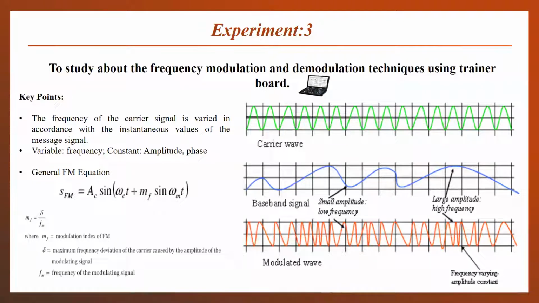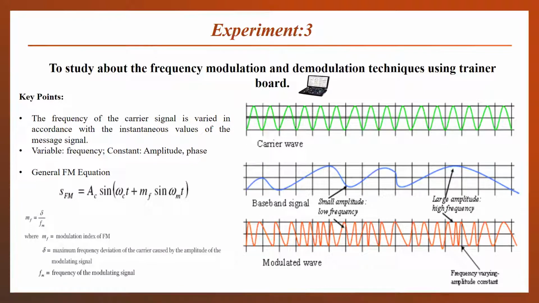The general expression of the FM signal is written here. Here the variation is provided in the form of the frequency of the carrier signal. MF is the modulation index. Omega M is the angular frequency of the modulating signal. And AC is the maximum amplitude of the carrier signal. And this is our generated FM signal. Modulation index is the ratio of the maximum frequency deviation with respect to the maximum frequency of our message signal.